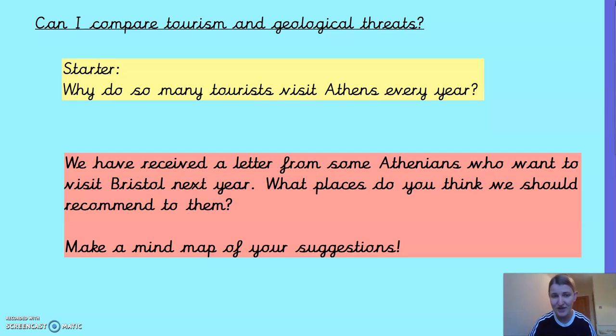Now, just before the end of last term, we actually received a letter from some Athenians, people from Athens, who want to visit Bristol next year. Hopefully they will be able to. What places do you think we should recommend to them? You guys know Bristol well. What would you say are all the best places to go?